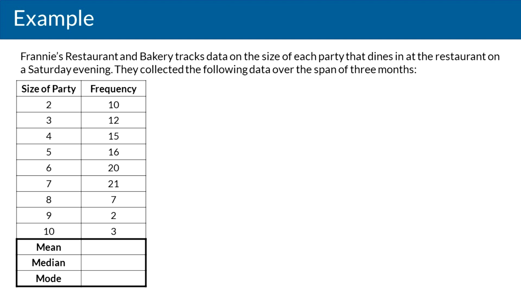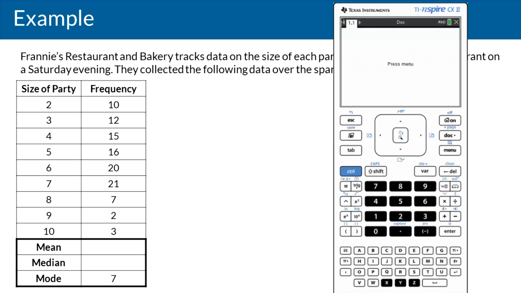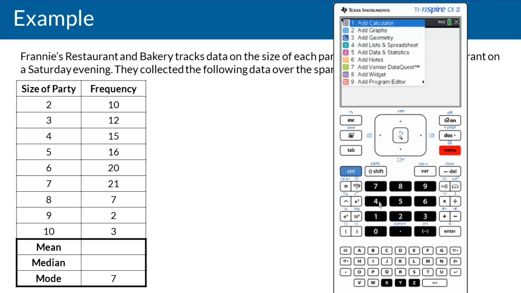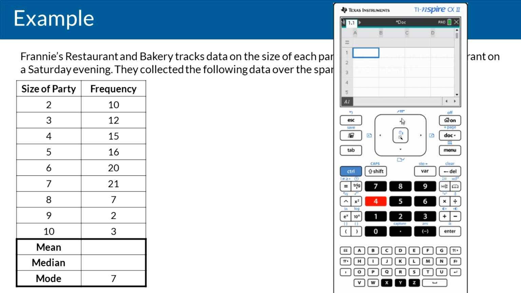We can see that the size of the party that has the highest frequency is 7. To calculate our mean and median values, we should get out our calculators and let them do the heavy lifting for us. First, we're going to need to press the menu button and add a new list and spreadsheet tab to our document or scratch pad.